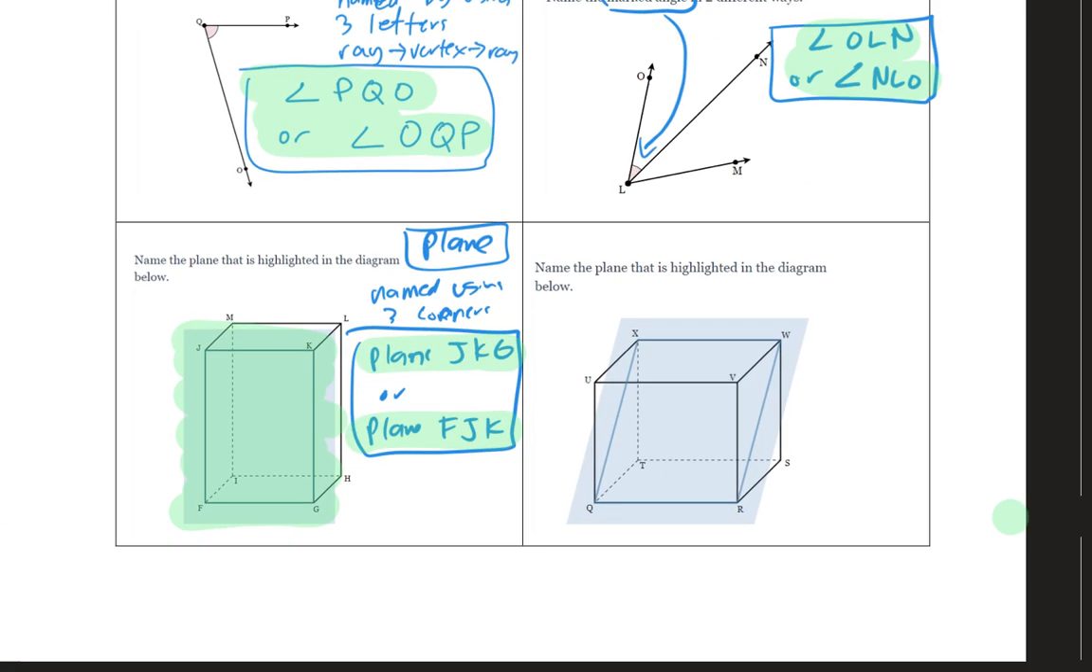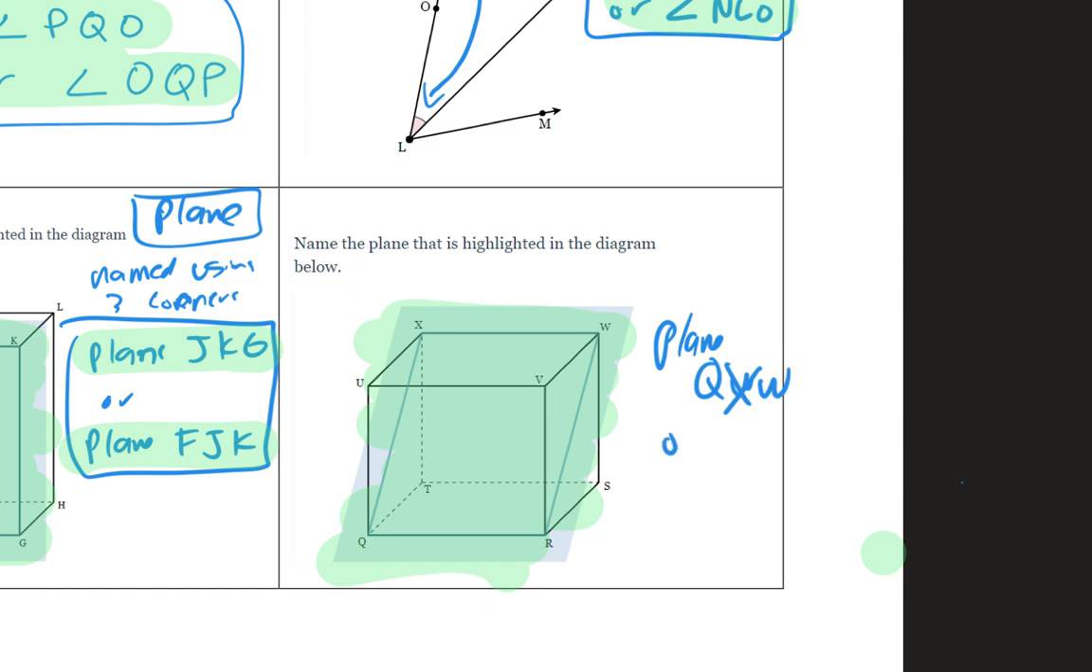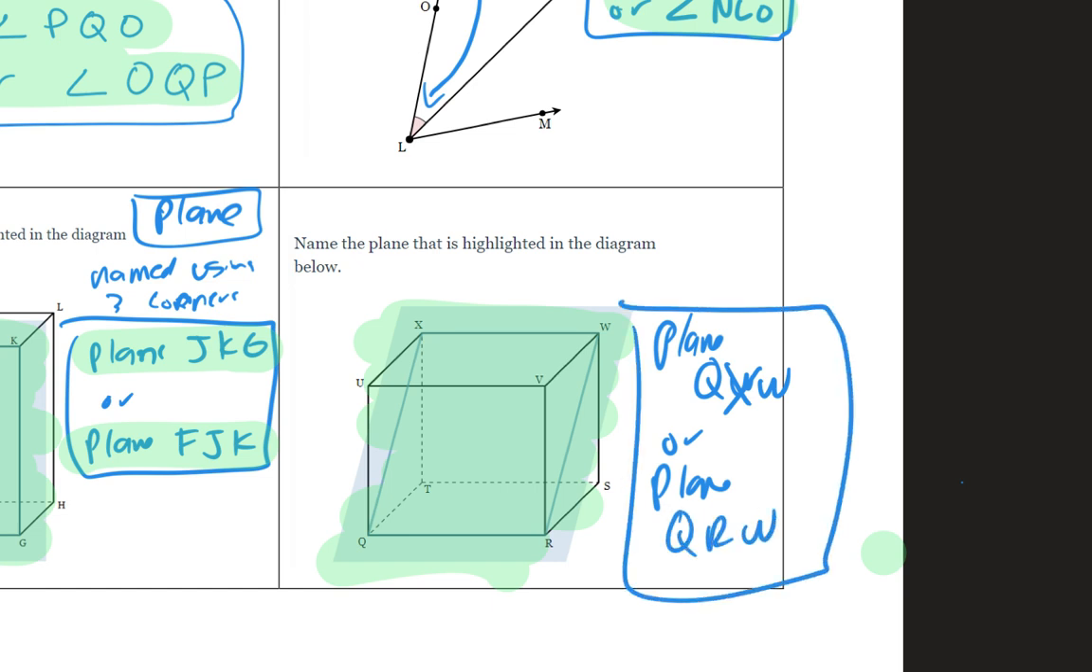All right. Next, what do you think on this one then? We just said it has to be named using 3 corners. So you see this is a diagonal one, right? So go ahead and highlight that one on yours. This diagonal. So that would be plane QXW, right? QXW. Or plane QRW. Okay, so that's the basics on it.